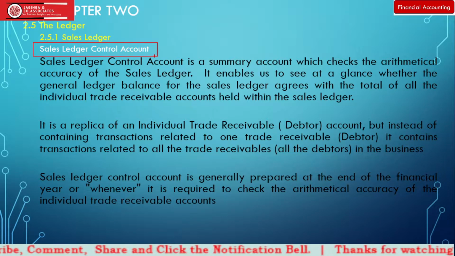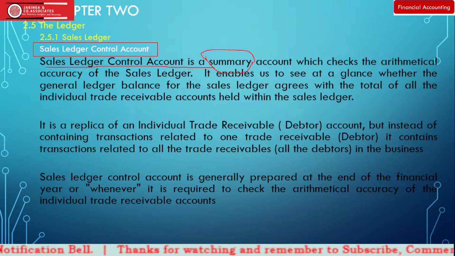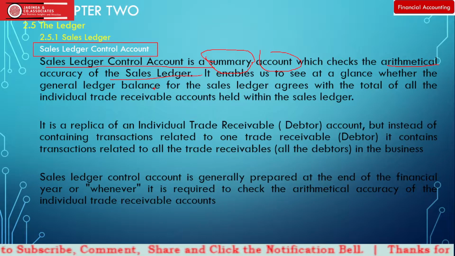Now we are on the sales ledger control account. So what do we mean by sales ledger control account? We are saying here that a sales ledger control account is a summary account which checks the arithmetical accuracy of the sales ledger. We had talked about the sales ledger containing all the details of sales, whether in cash or credit, and also capturing the amount paid by our customers. But here we are saying that a sales ledger control account is a summary account which checks the arithmetical accuracy of the sales ledger.